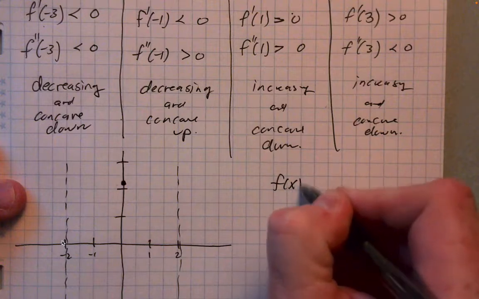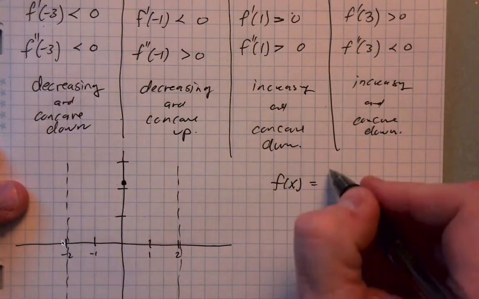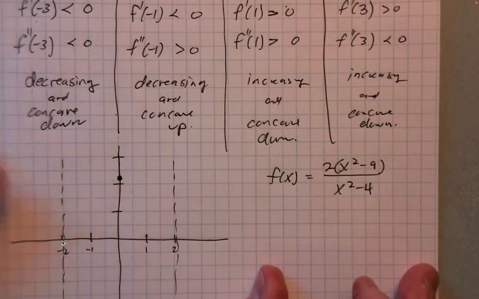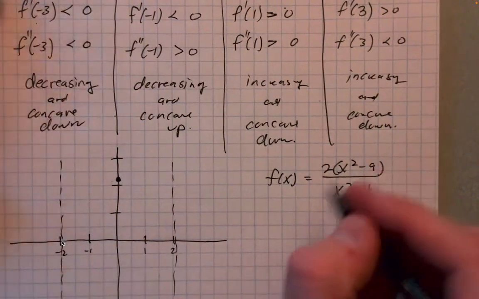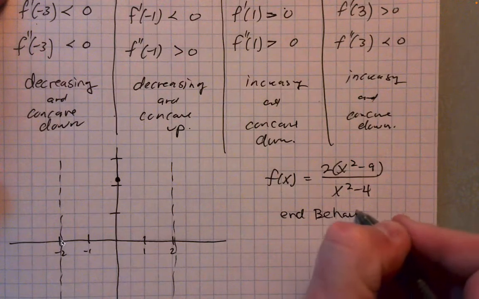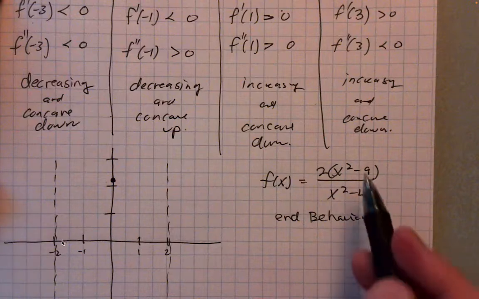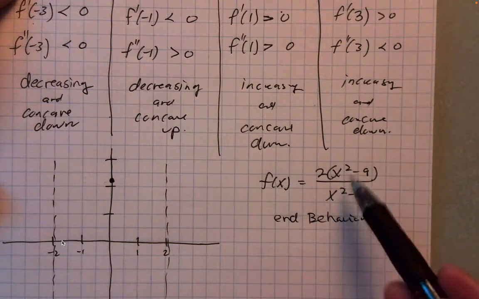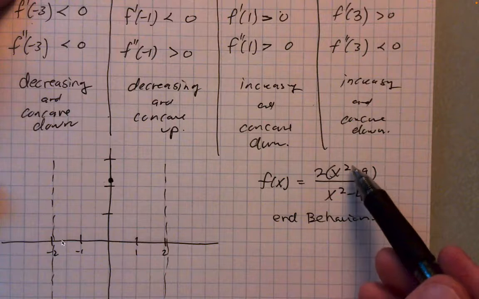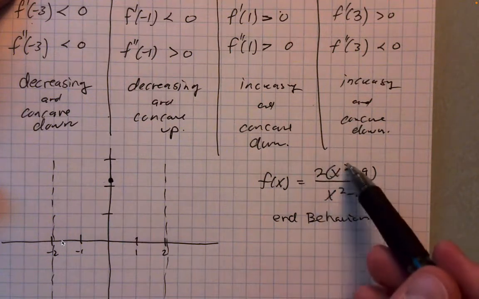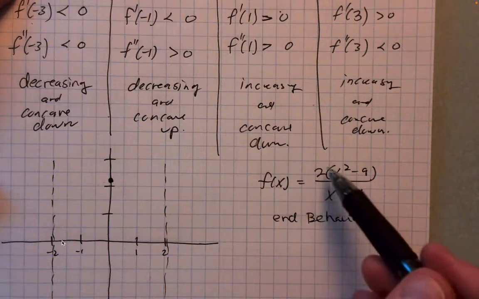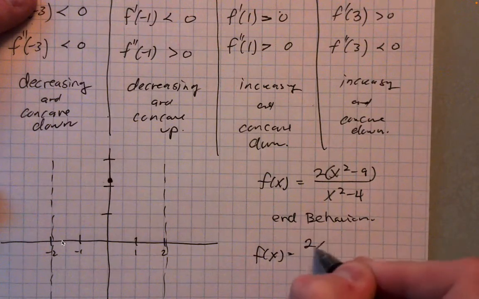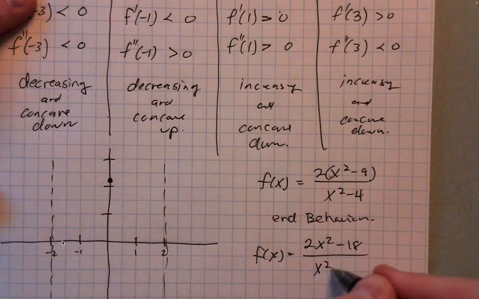So the original function, remember, is 2x² minus 9 over x² minus 4. Right, so we do need to consider the end behavior here. I kind of skipped over that step. Well, this is a rational function, right? And so for the end behavior, we have a really nice theorem that we talked about last time, I believe, maybe the last lecture, where we talked about how the end behavior is determined by the leading terms and basically the degree of the numerator and denominator. So this is basically 2x² minus 18 on the top and x² minus 4 on the bottom.